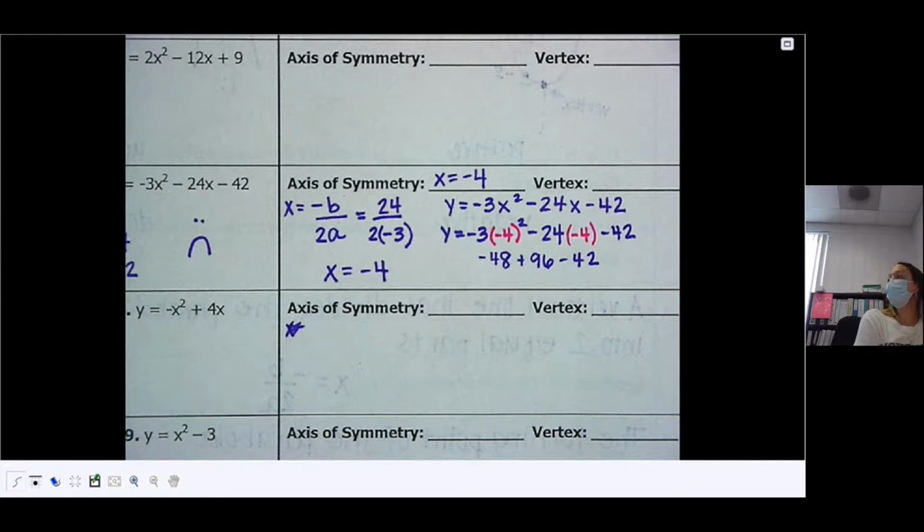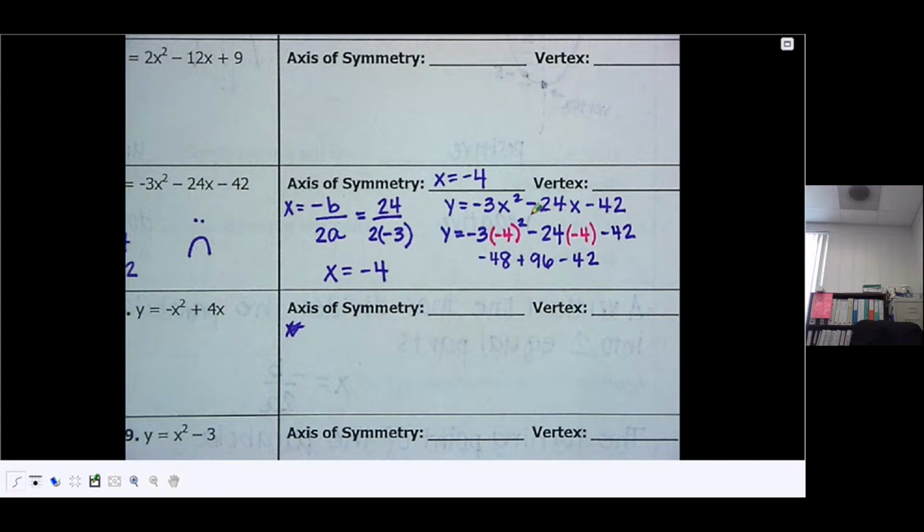Remember, you have to do order of operations, which means you have to do the exponents first. Order of operations is PEMDAS: Please excuse my dear Aunt Sally. First one's parentheses. Are there any parentheses? No. That means you go to E, which is exponents. What's the exponent? The little 2. So the first thing you have to do is negative 4 squared.